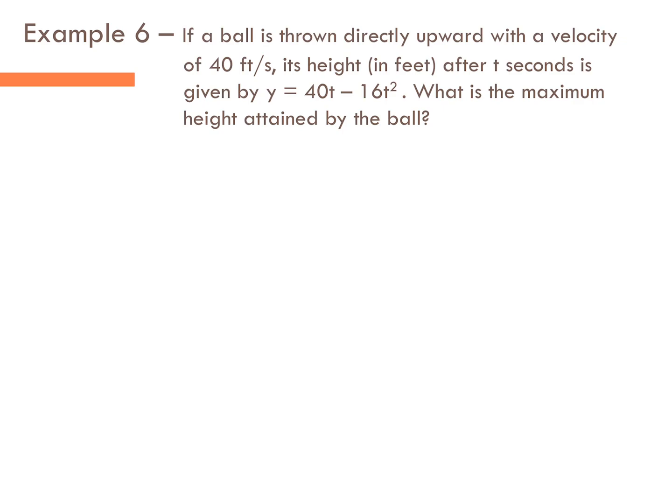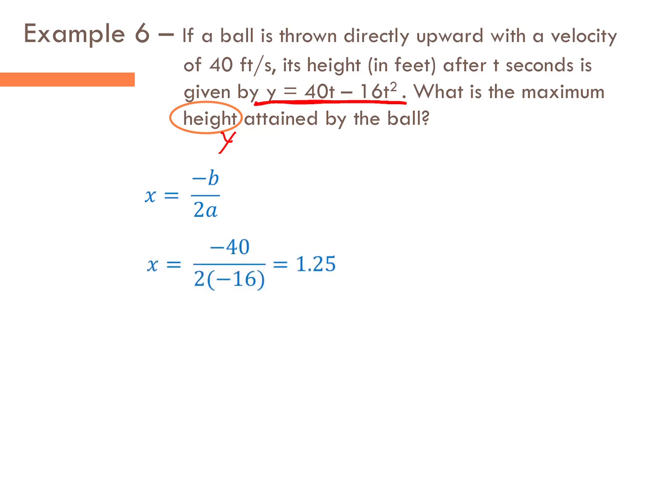If a ball is thrown directly up with a velocity of 40 feet per second, its height is given by the following function. We want to know what the maximum height obtained is. So this time I want height. So this is my y value of my vertex. So first find your x, negative b over 2a. That would give me negative 40 over 2 times negative 16, which is 1.25, but that's not my answer.